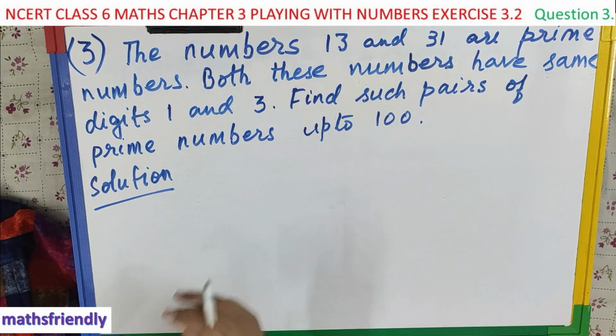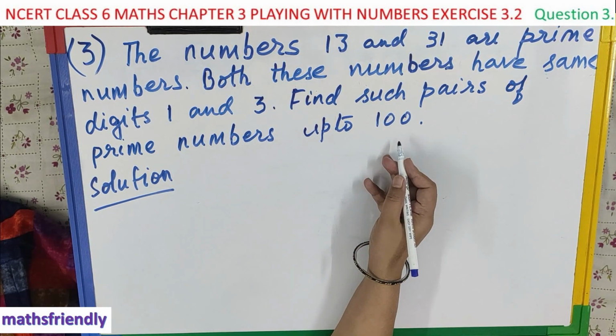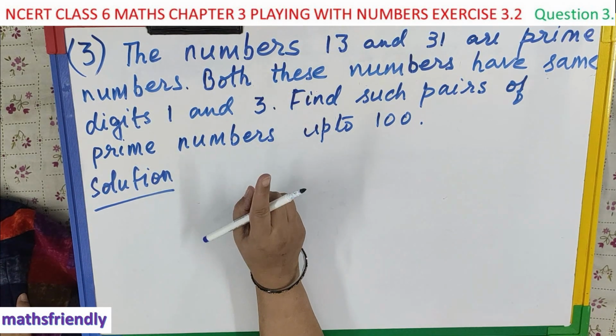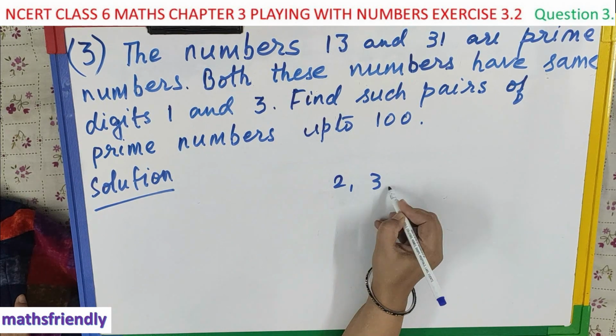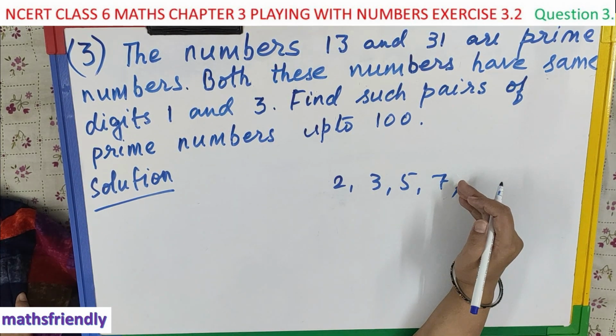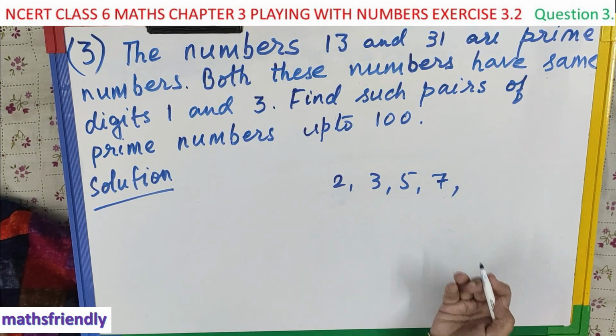Now we have understood what a prime number is, so we will first write all the prime numbers up to 100. We will not take single digit prime numbers. 2, 3, 5 and 7 are all prime numbers, but they are of one digit, so the digits cannot be reversed.